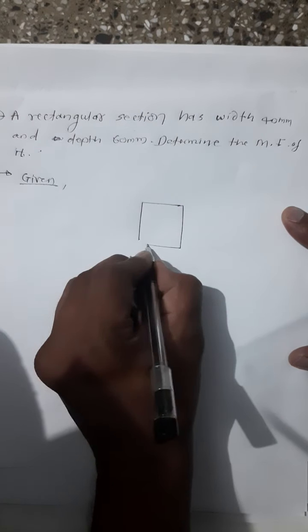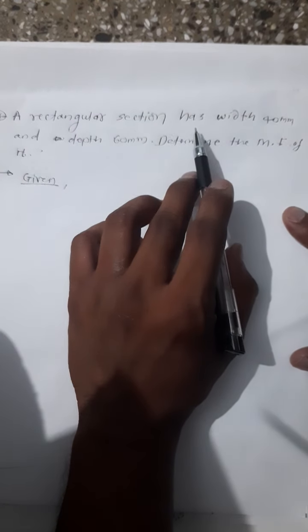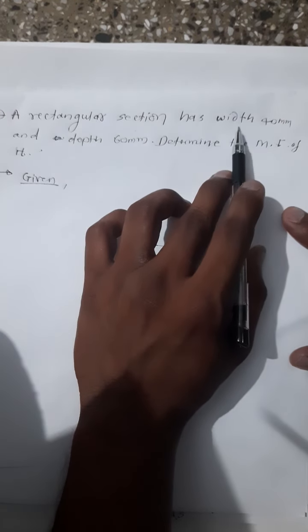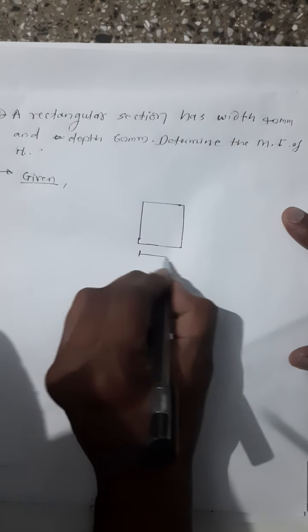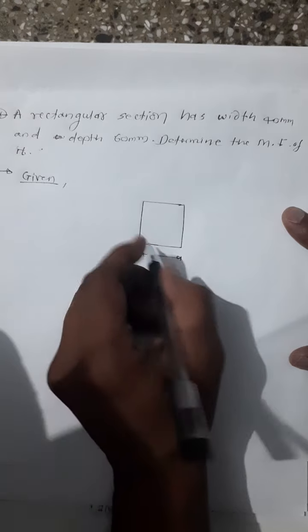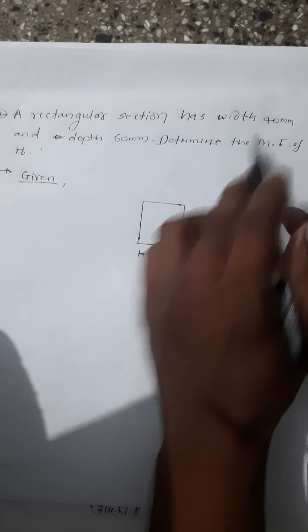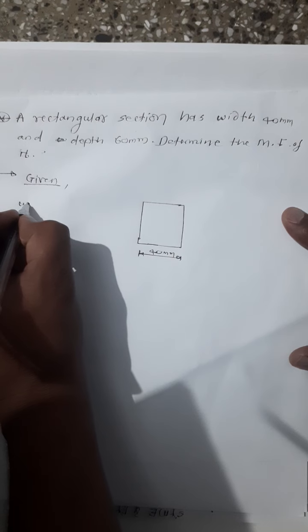A rectangular section means, my dear students, draw one figure. One rectangular area we have with us. According to the statement, it has width 40 mm. Width means it has base 40 mm. Sometimes we can call width by small letter b or W, but in the book they have given B, so we have to use B. Sometimes we have a chance to use W also.